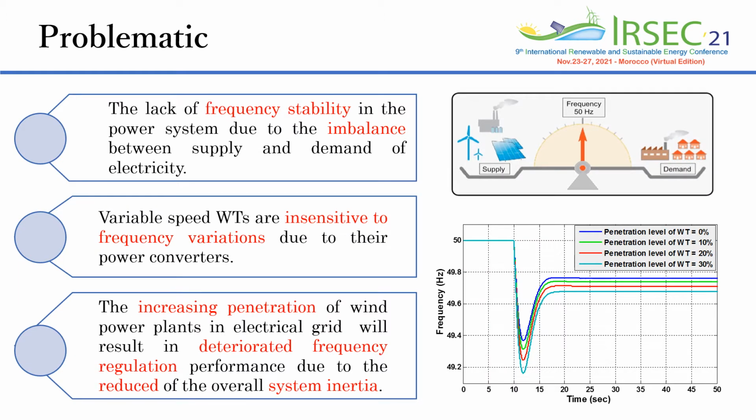So the problematic of this work is the lack of frequency stability in the power system due to the imbalance between supply and demand of electricity. Also, the variable speed wind turbines are insensitive to frequency variation due to their power converters. Also, the increasing penetration of wind power plants in the electrical grid will result in deteriorated frequency regulation performance due to the reduced overall system inertia.